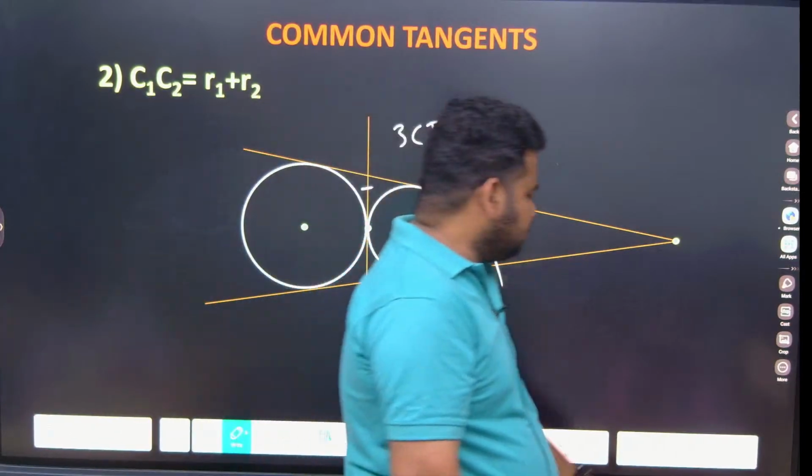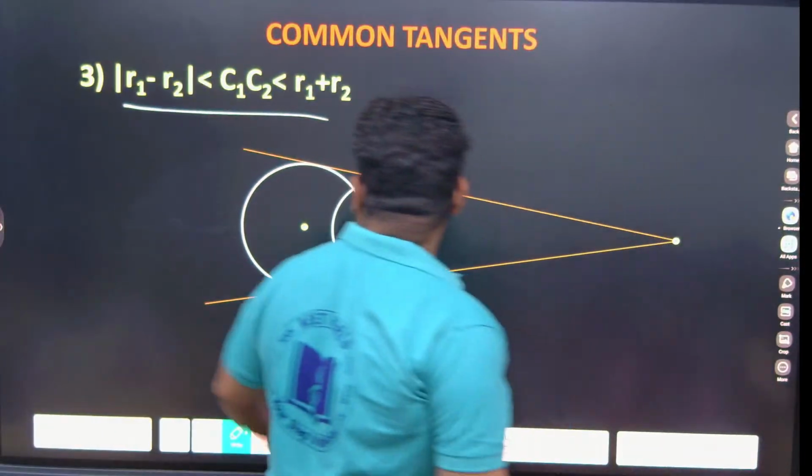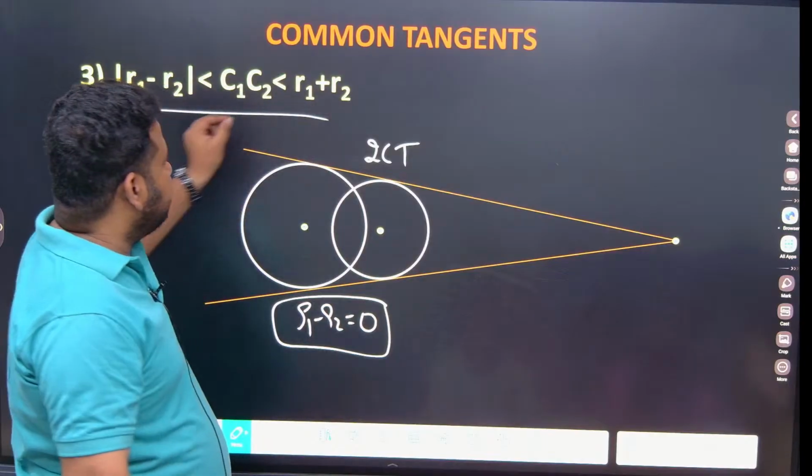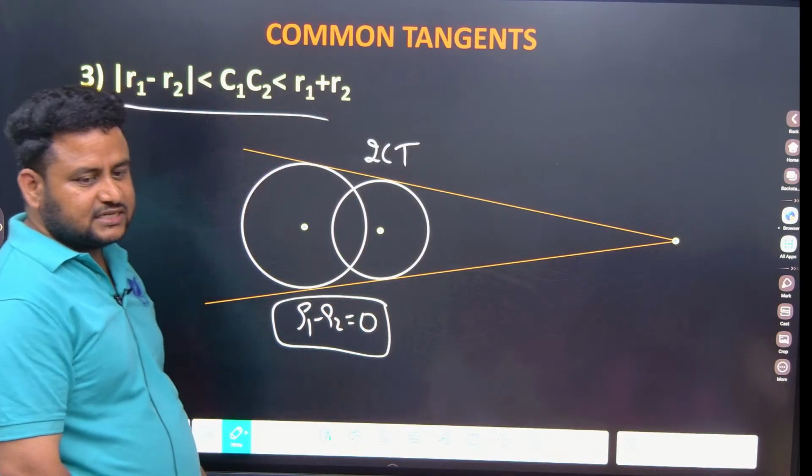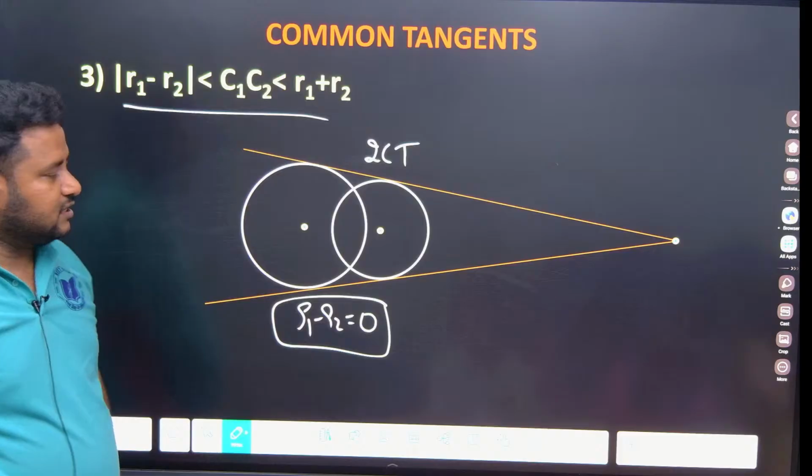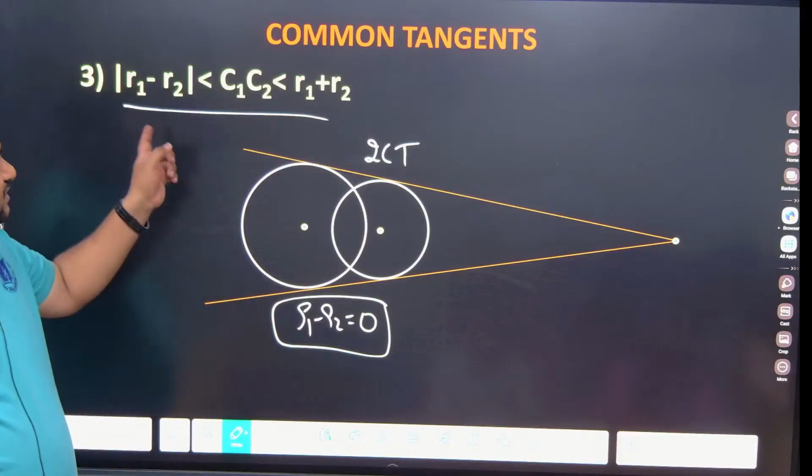And C1C2 is greater than the difference of R1 and R2, but less than R1 plus R2. Less than R1 plus R2 means the circles are cutting each other, so there will be 2 common tangents. It is cutting the circle.